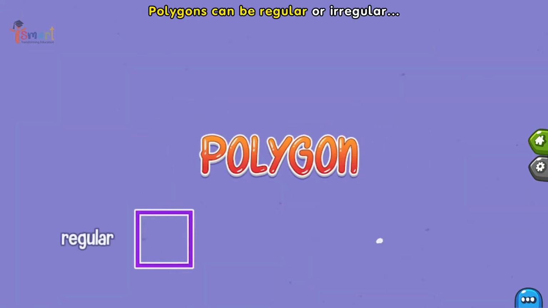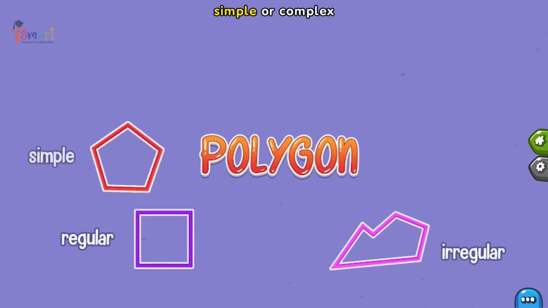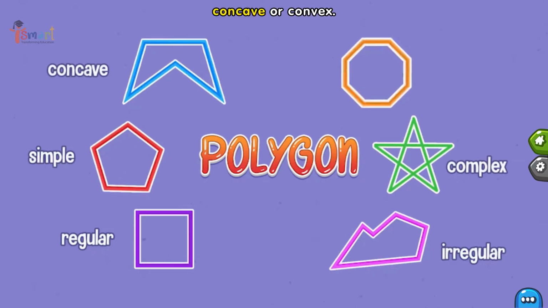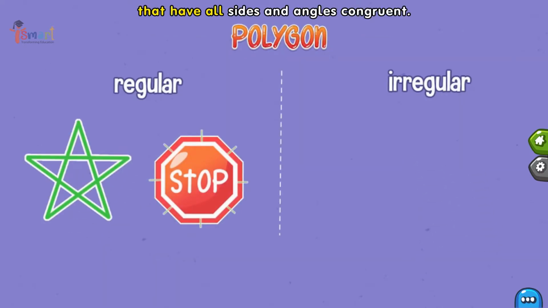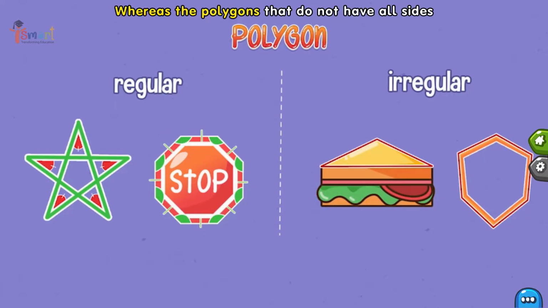Polygons can be regular or irregular, simple or complex, concave or convex. Regular polygons are polygons that have all sides and angles congruent, whereas the polygons that do not have all sides congruent and all angles congruent are irregular.